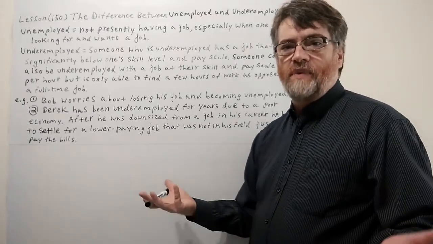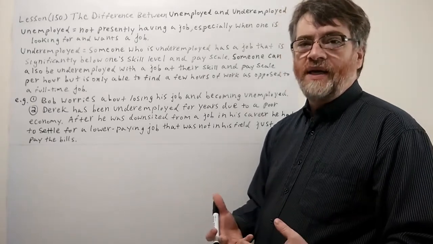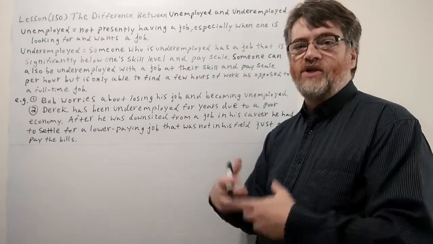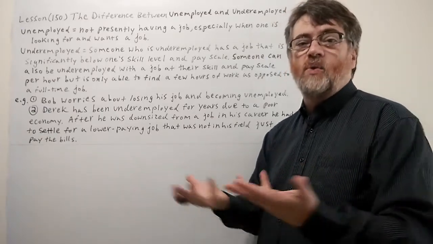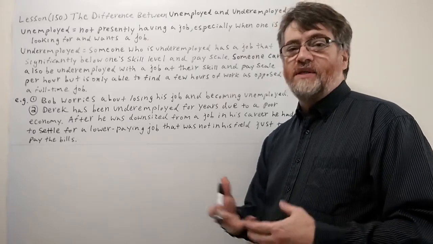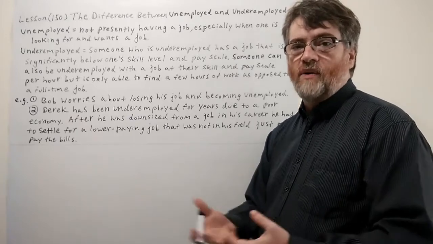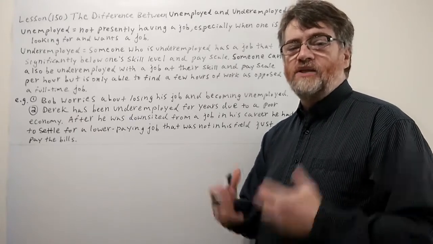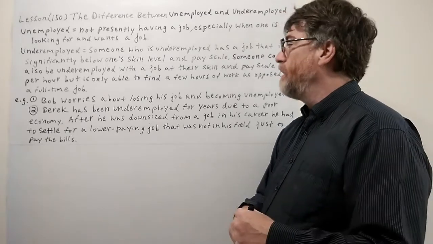Once their unemployment benefits ran out, they eventually had to accept something that was far below their job level or their pay scale. Maybe they had a job before that was making, I don't know, 20 or 25 US dollars per hour, and then maybe they had to accept a job that was only paying maybe 10 or $12 an hour, something like that. In that sense, we could say somebody is underemployed as opposed to unemployed.